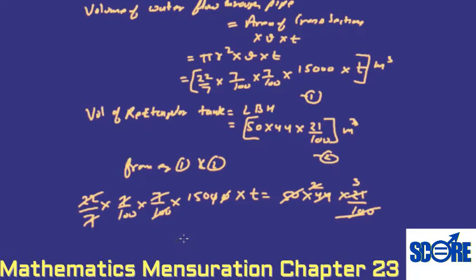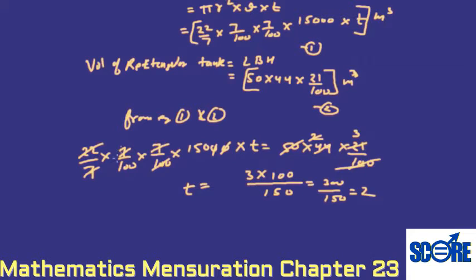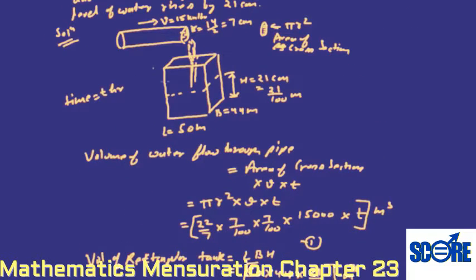Now the time is equal to 3 multiplied by 100 divided by 150. So that is equal to 300 divided by 150, that is equal to 2. So 2 hours are required. So the required time is 2 hours. 2 hours is required to fill this rectangular tank to a height of 21 centimeter. Thank you.